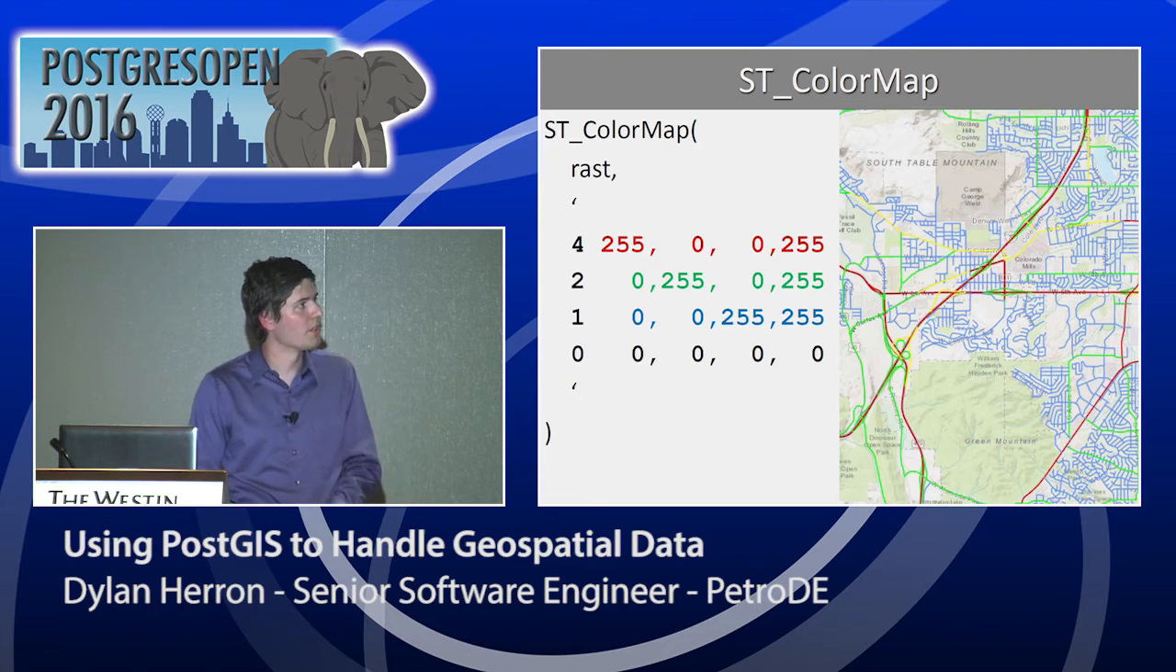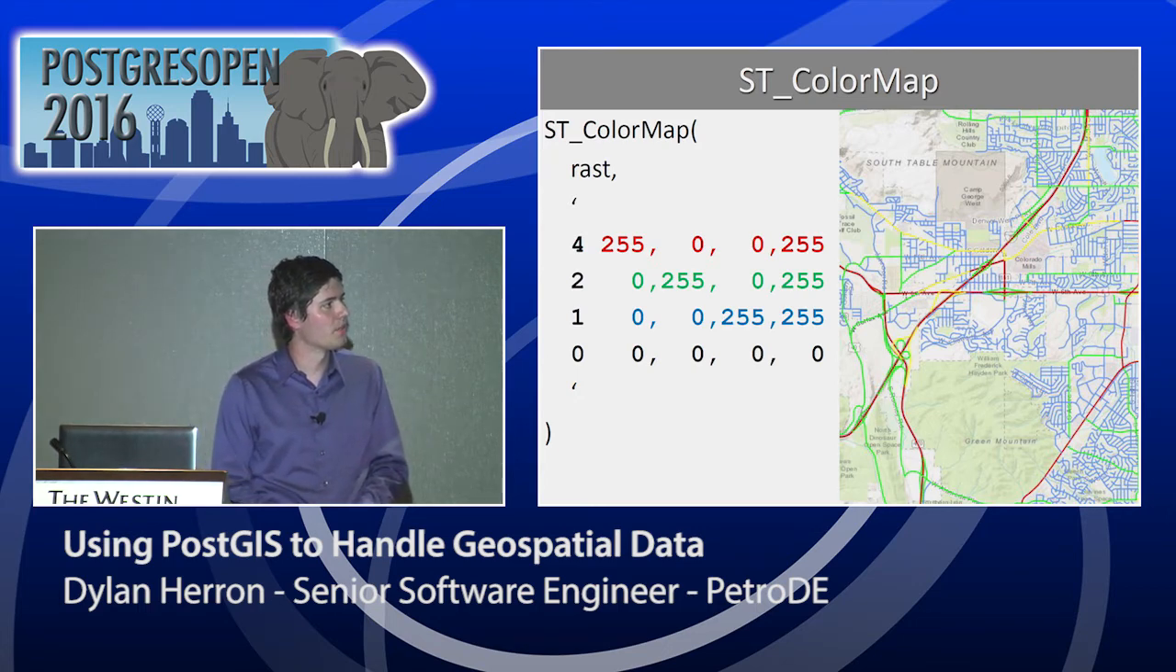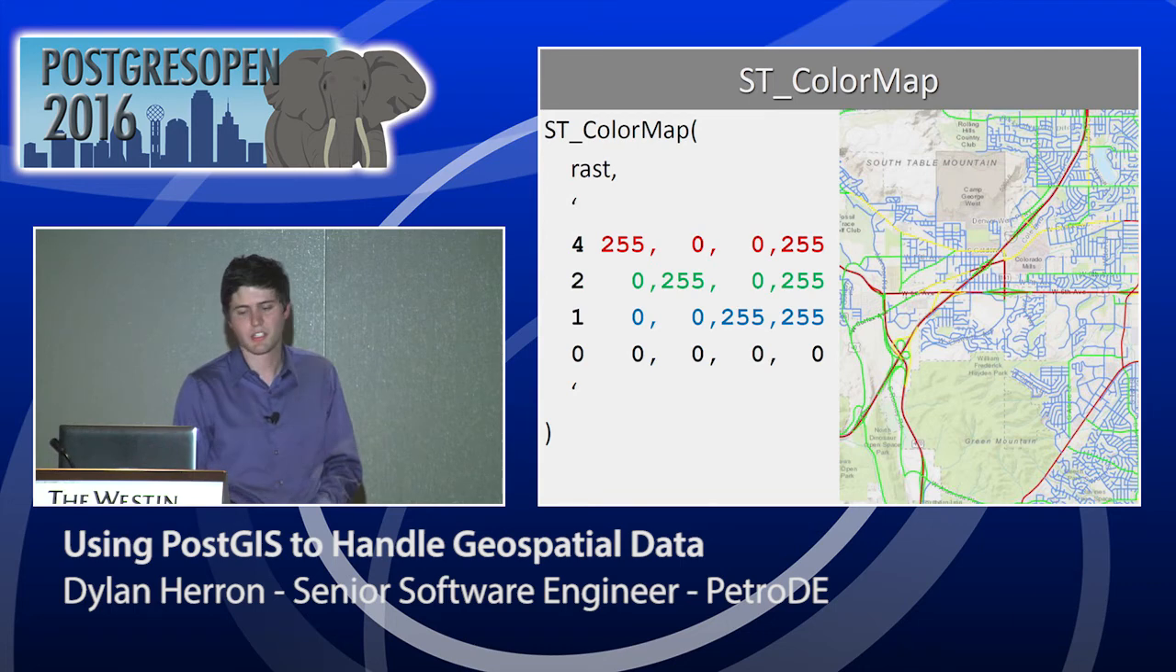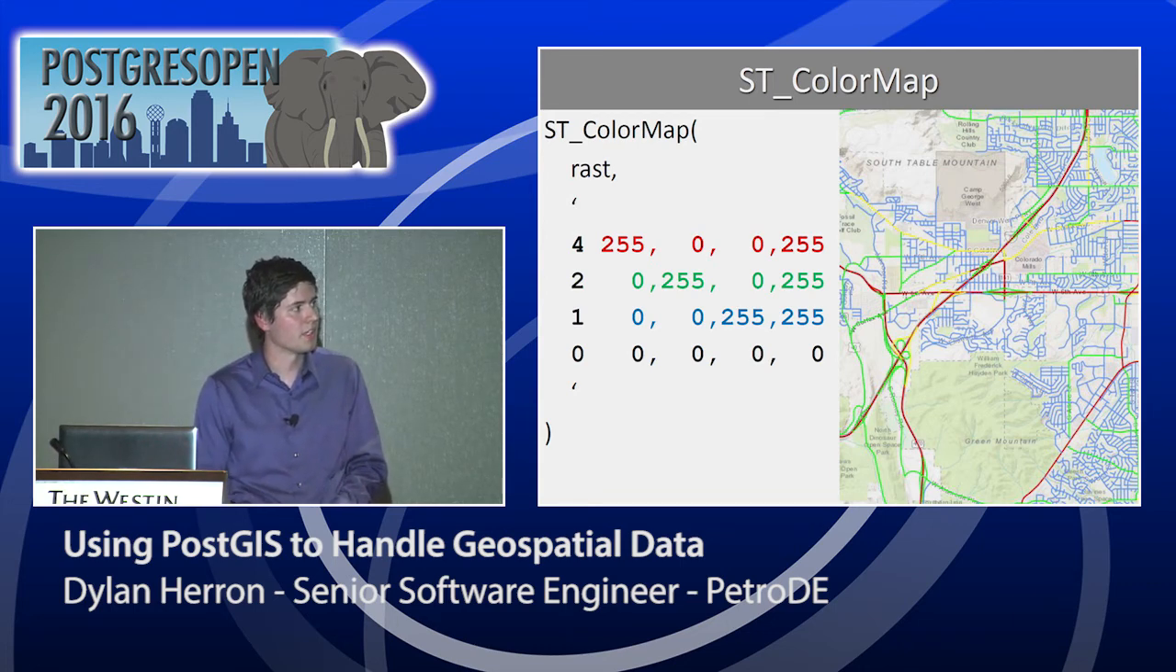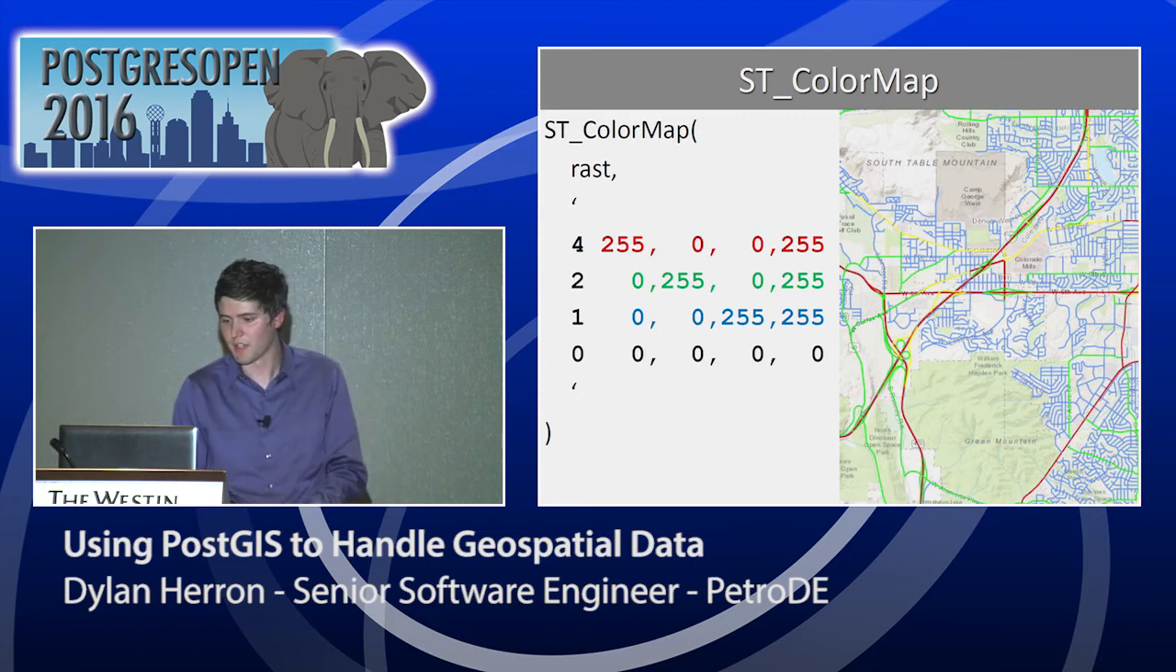So what I'm doing here is on the left, you see a few numbers, 4, 2, 1, 0. That's the input value at that location in the band, and the output is shown in the color to the right of that value.